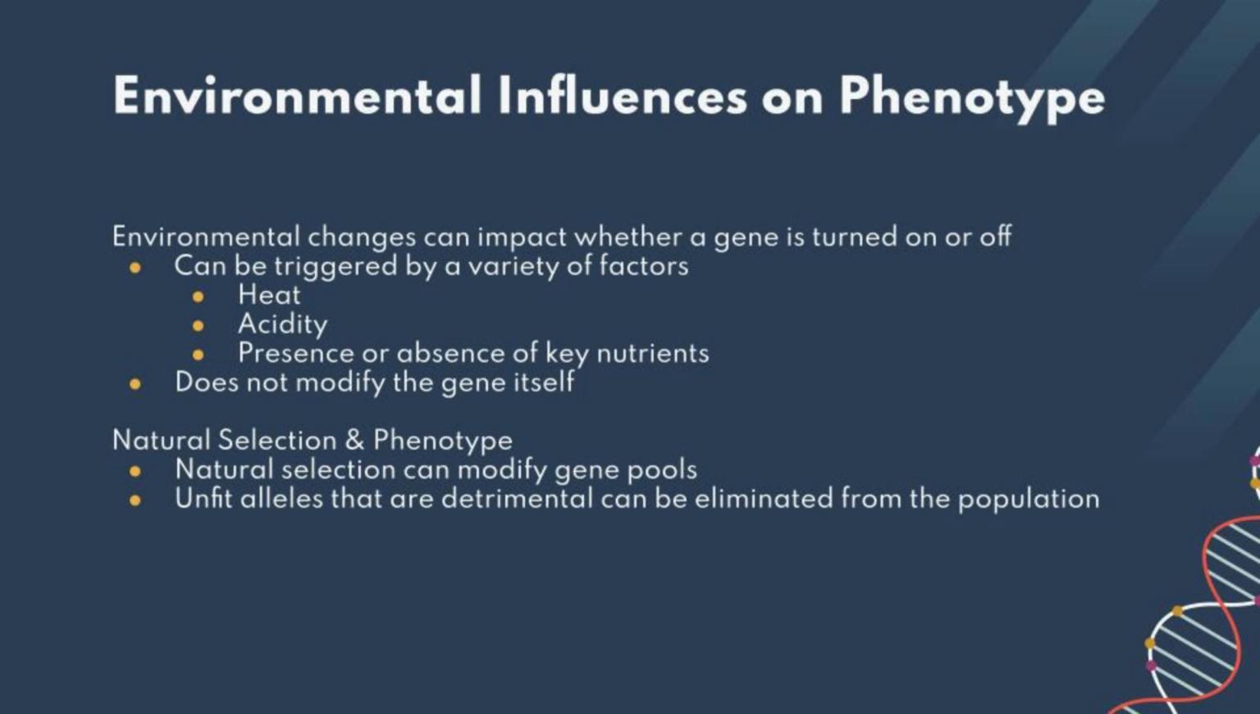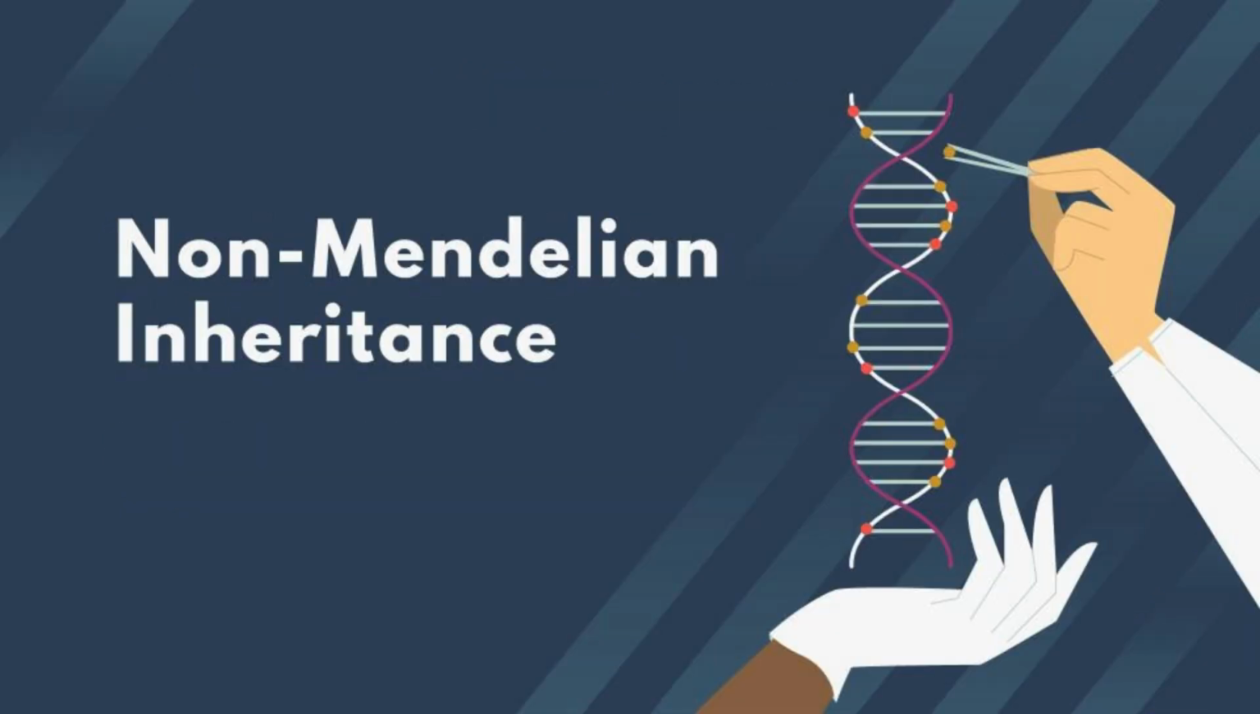Natural selection can also influence phenotype. Sometimes alleles that are detrimental can be removed, or you'll see an increase if one is a better fit for an environment. So those are other ways that it can be influenced.